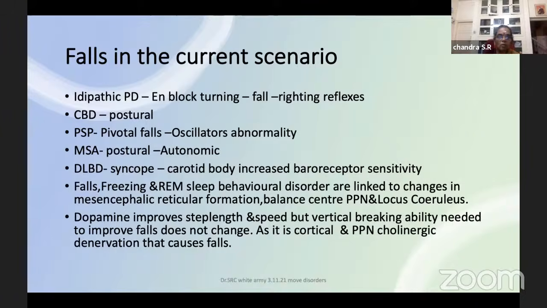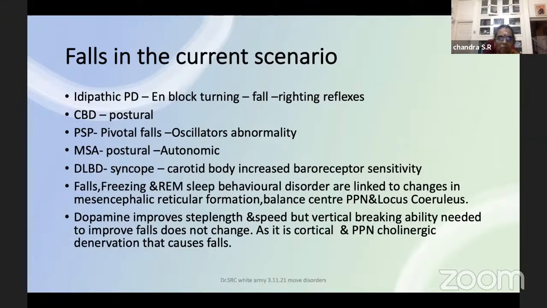MSA fall is autonomic. So you get an orthostatic dizziness, giddiness, palpitation, and then you fall. DLBD, you get fall due to carotid sinus sensitivity. So it's a syncope. And you can have fall and freezing and REM sleep behavioral disorders which are linked to the mesencephalic reticular formation. That is why when you treat Parkinsonism features with dopamine, these patients do not respond because it is not due to dopamine.